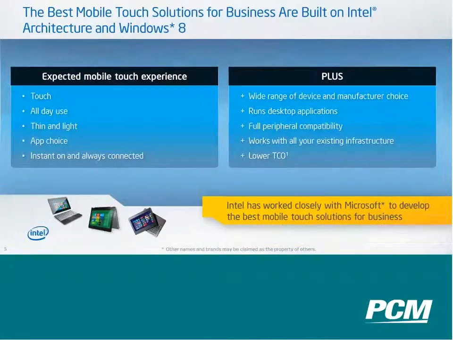Now I'll tell you, when we start looking at devices specifically and how things are changing with mobile solutions based on Intel architecture and Windows 8, it's a big difference. Where things are moving: touch, all-day use, thin and light, being able to select different applications, and having an instant on, always connected. Those are big things required on the user side, so your employees are expecting this nowadays.